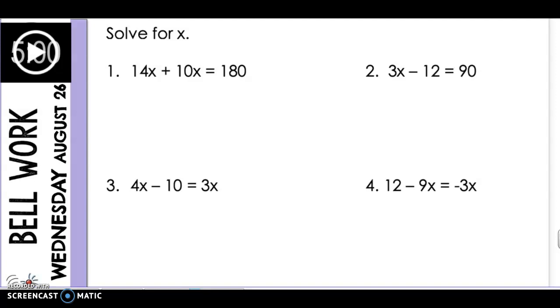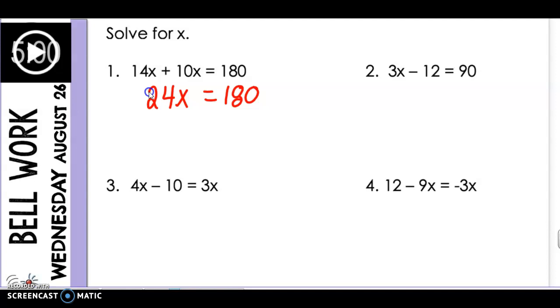Remember, the first thing we need to do on that left-hand side of the equal sign is combine like terms. So let's look, 14x plus 10x. Are those like terms? Yes, they both have an x, so we can add them together. So, what is 14x plus 10x? That's 24x equals 180.